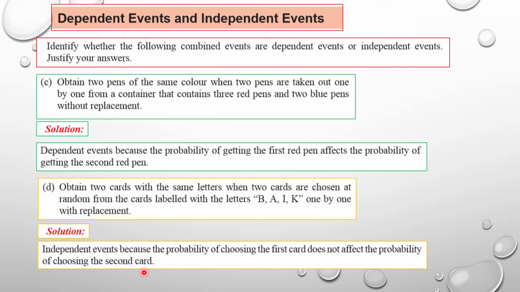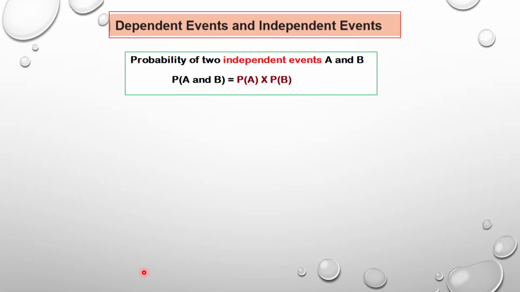So I hope you can differentiate the dependent events and independent events. Okay, probability of 2 independent events, A and B. Probability of event A and B equals probability of event A times probability of event B. So when you have the word AND, then you multiply.